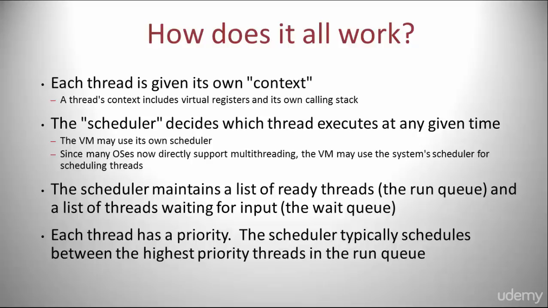The scheduler maintains a list of ready threads, the run queue, and a list of threads waiting for input, the wait queue. Each thread has a priority. The scheduler typically schedules between the highest priority threads in the run queue.